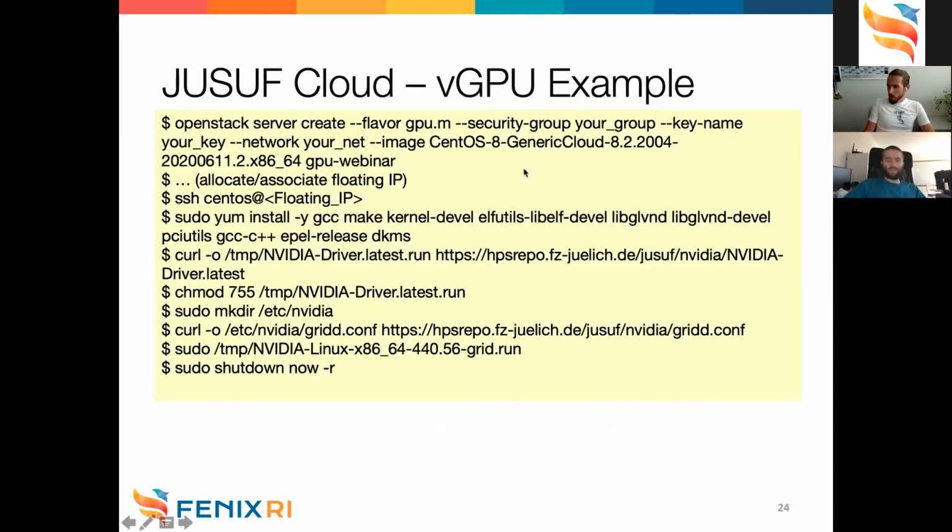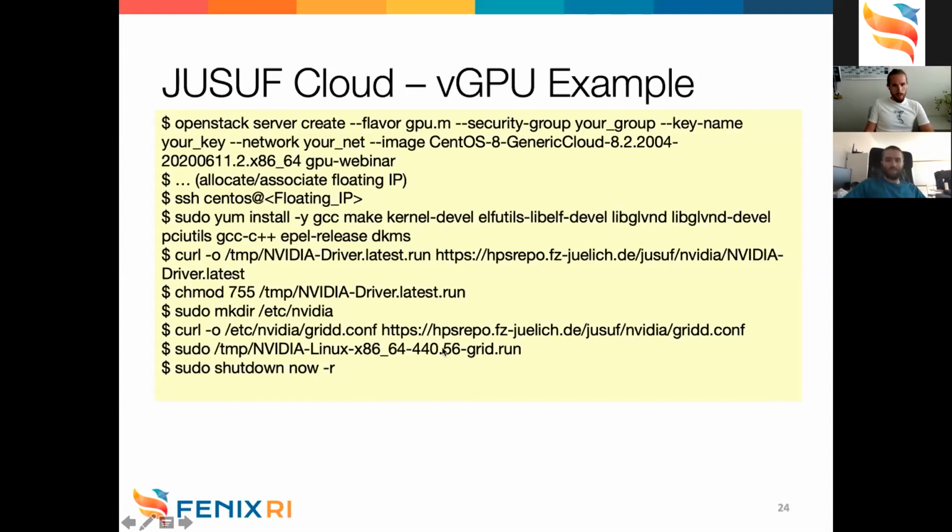One short example about how to start a VM with a vGPU. What you see here, yeah, you see my mouse pointer. Here you simply create a server with a GPU flavor, a random CentOS image, and the name, whatever. Inside of that VM, you have to install some packages, download the driver that we provide for you, and install it. Currently, we do not plan to provide you with finally usable images, to move away this maintenance effort from our side. This might change in the future.